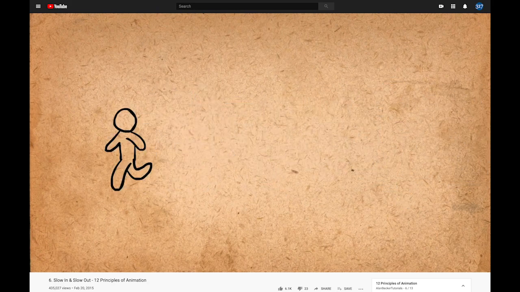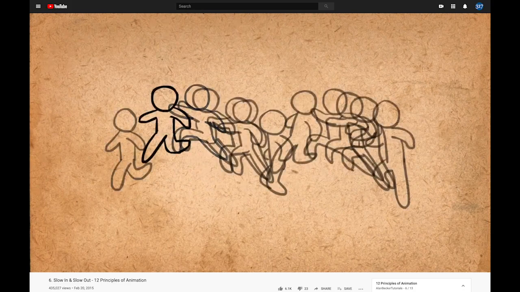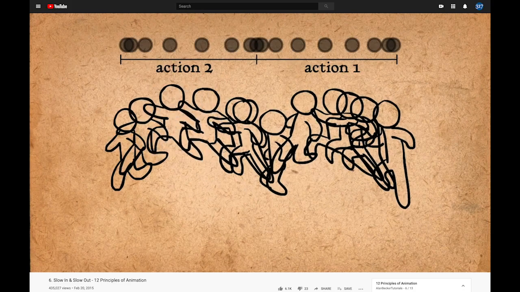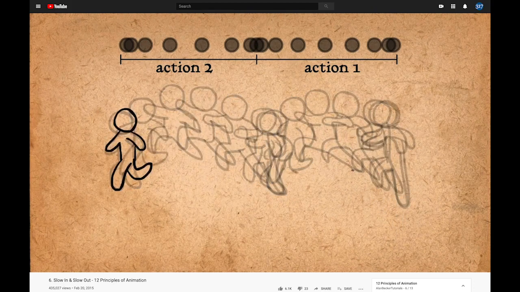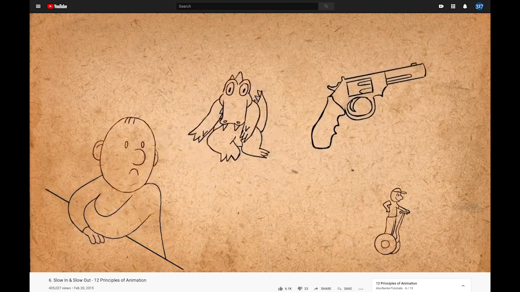A good way to fix a choppy animation is to analyze the space between the drawings. They should be evenly spaced, with drawings closer together at the beginning of the action and at the end of the action, and drawings farther apart in the middle. So that's it for slow in and slow out.